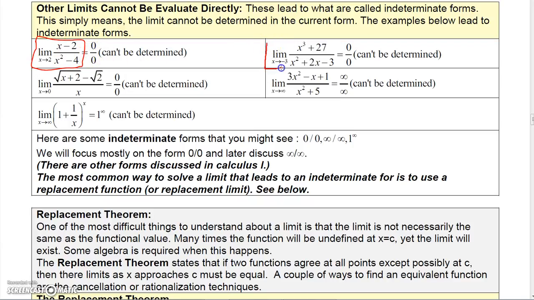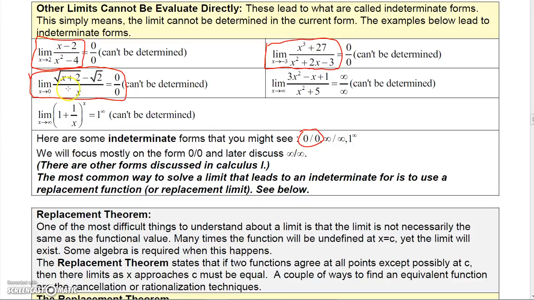Same thing here. If you plug -3 in, you're going to get 0 in the numerator and 0 in the denominator. Same thing here. If you plug 0 in for x, you're going to get 0 in the numerator, 0 in the denominator. You're going to get an indeterminate form. Now there are other indeterminate forms, like if you've got infinity over infinity, that's an indeterminate form. If you get 1 to the infinity power, that's an indeterminate form. But basically, we're going to focus next on this indeterminate form, 0 over 0.